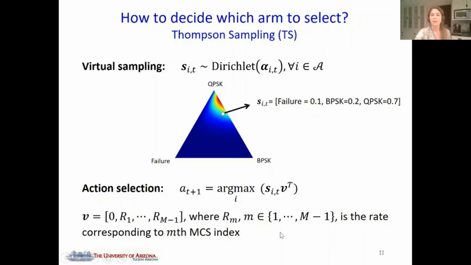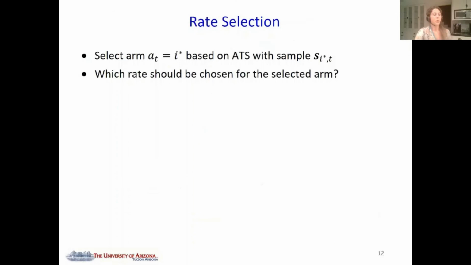Which basically tries to balance out by not always using the mean. Instead, it takes a sample, so arms with lower means also have some chance of generating a higher sample, and they have some chance of being selected as the action. So after selecting the beam, we need to select the MCS index to be used along that beam. Since we already have a sample from the selected beam, let's call that beam I star, and let's call that sample SI star.